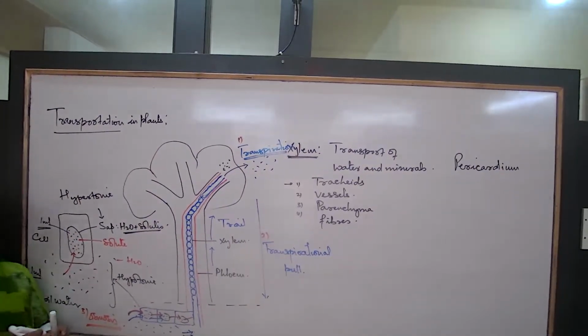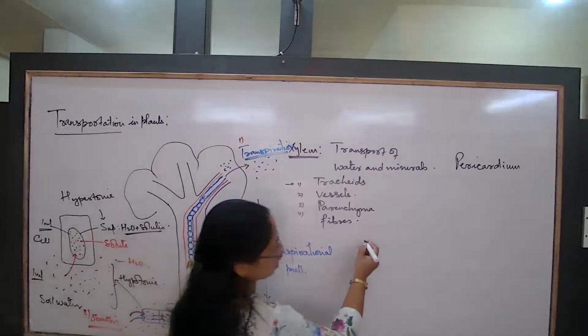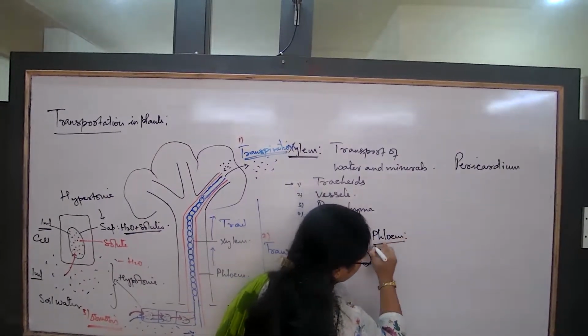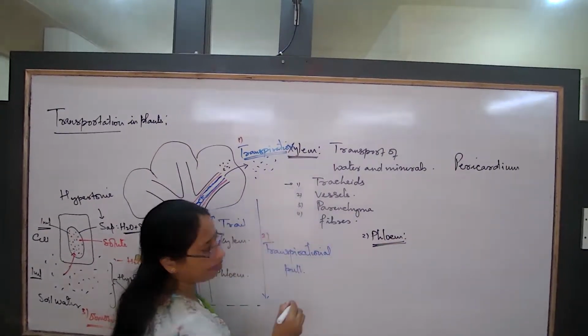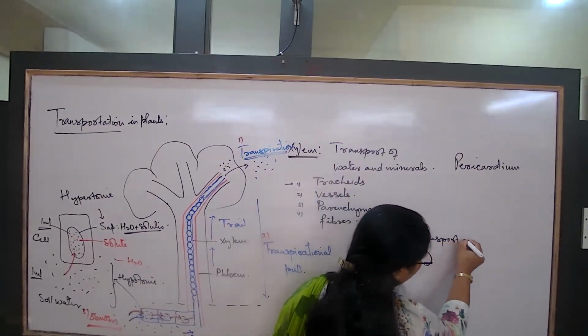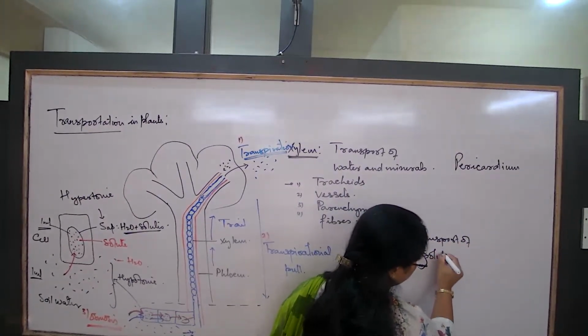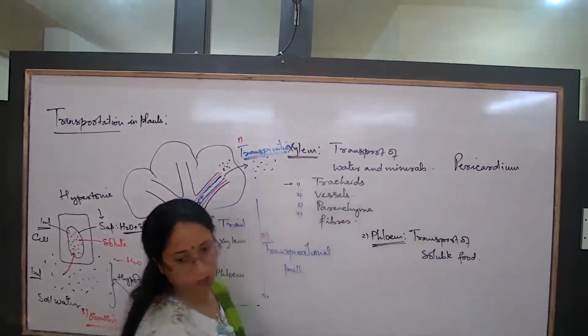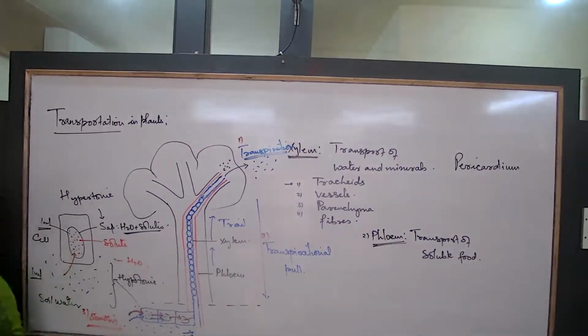But now that I talk about the phloem, now I talk about the second type of tissues. What are the second type of tissues? The second type of tissues are phloem. What is the job of the phloem? The phloem helps in the transport of soluble food, the transport of soluble food.